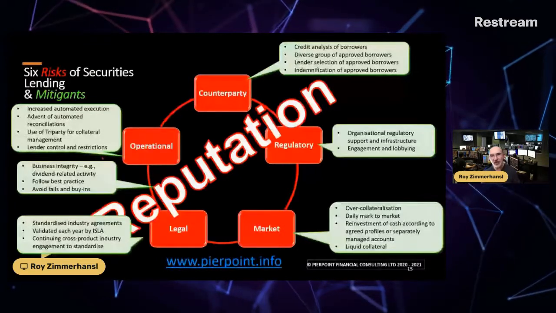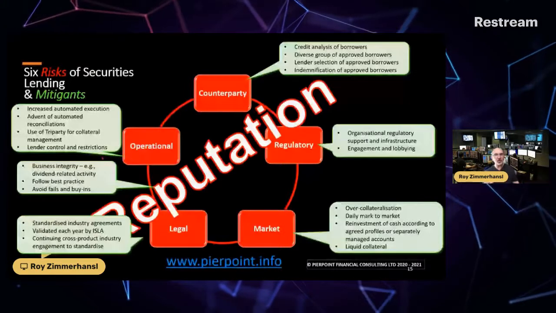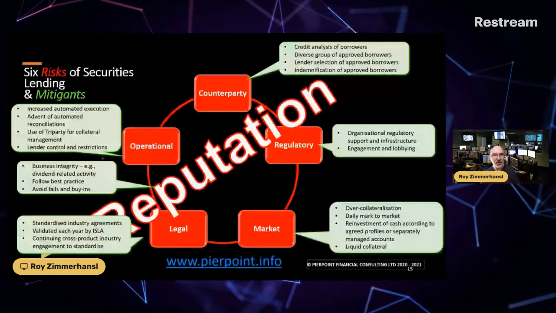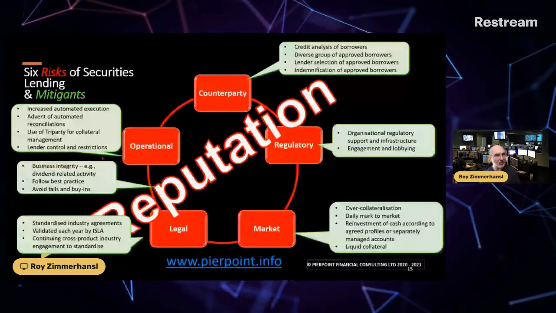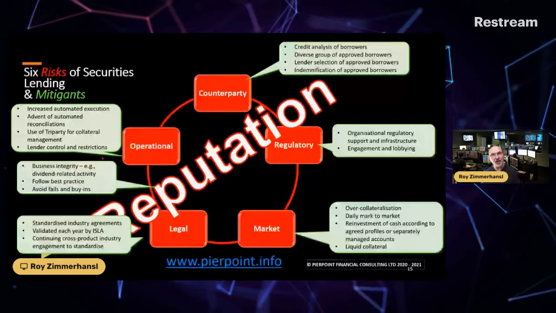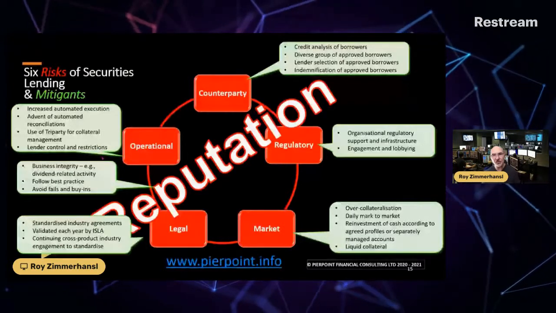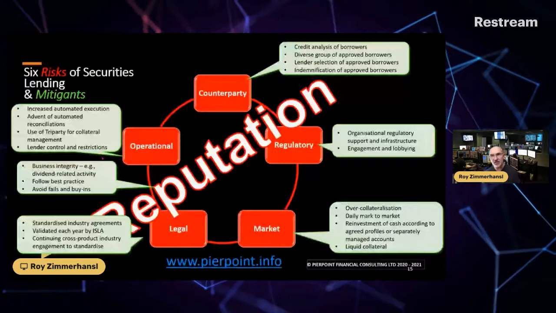And then finally, the reputational risk. We talk about business integrity, following the best practice, and the operational issues, for example, avoiding fails, buy-ins, because those are the things that most obviously cause problems. So those are the risks and mitigants.